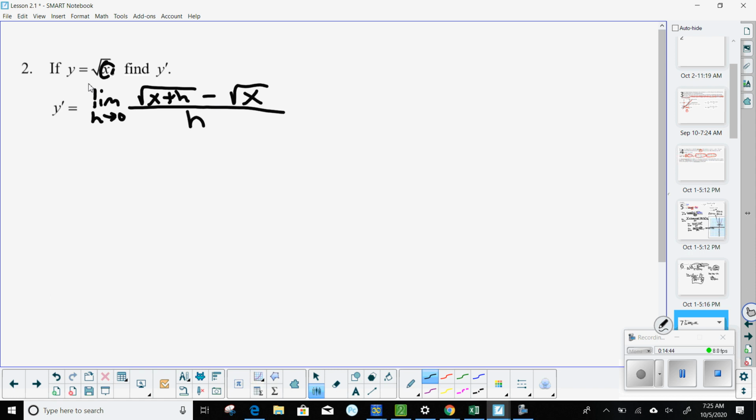Okay, if I try plugging 0 in, I get 0 on the bottom. That doesn't work. So one of our tricks with algebra, if you remember, is if you have square roots, we can get rid of them by multiplying by its conjugate. So if I have the square root of x plus h minus the square root of x, I can multiply it by the square root of x plus h plus the square root of x. Those two are conjugates, but if I do it to the top, I have to do it to the bottom.